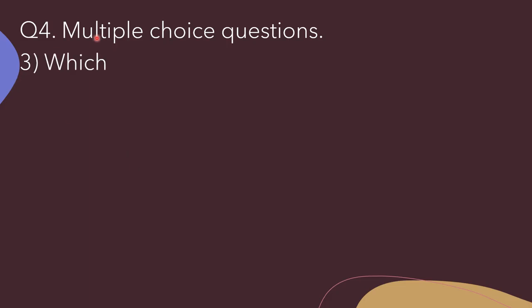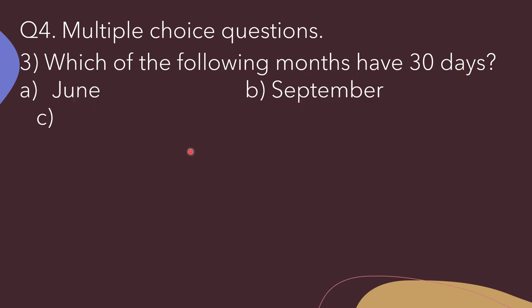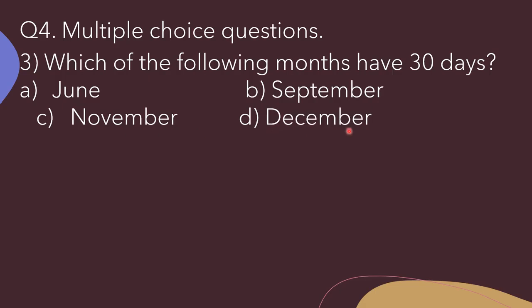Now question number 3. Which of the following months have 30 days? Which are the months that have 30 days? A June, B September, C November and D December. So now we have to make our fist and we have to count that in June month how many days are there. We know that it has 30 days. So we will tick this option.